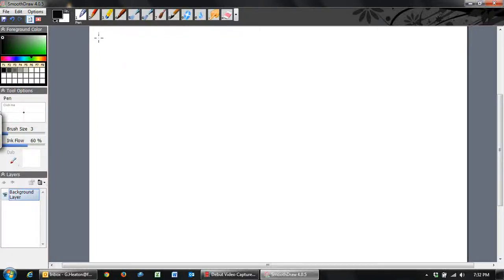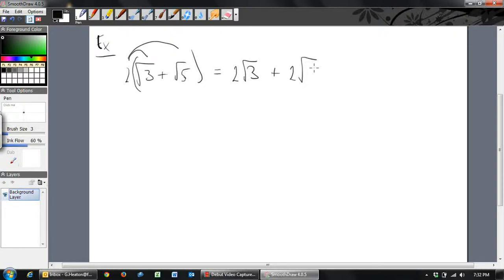Okay, something I didn't do in any of the previous Surds videos is an expansion, something like say 2 times (root 3 plus root 5). Surds behave exactly like every other number, and if you've got something like this, you can just expand the bracket like so. 2 times root 3 is just 2 root 3. And then 2 times root 5 is 2 root 5. So you just expand it as per normal.